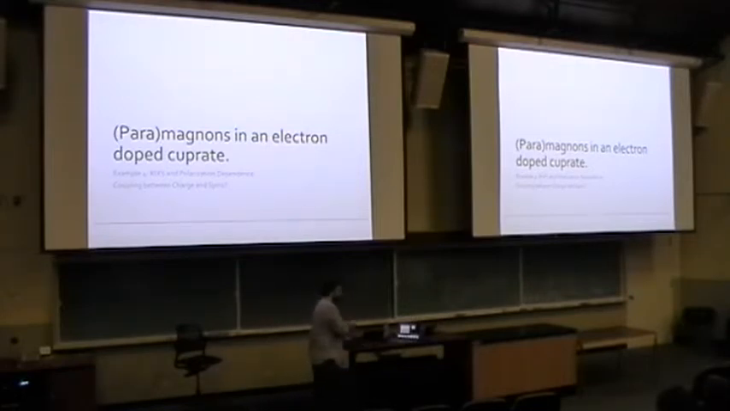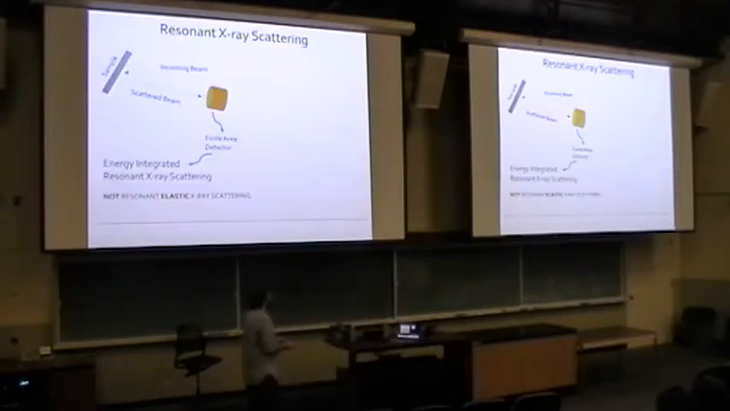So let me then tell you a little bit about magnons and cuprates, or in the case of doped cuprates, where the ground state is not magnetic, but magnetic fluctuations are still around. These are called paramagnons. And this will highlight some of the best instrumental resolution capabilities that are available right now.